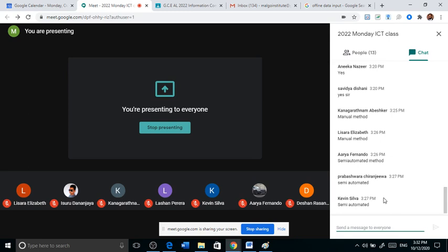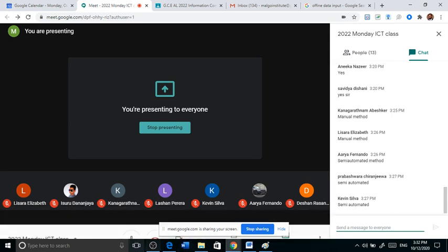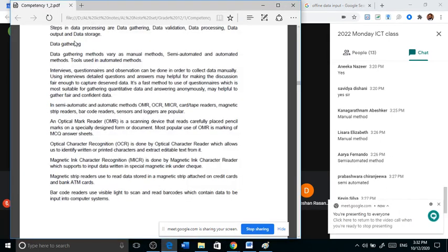So just remember we are in here gathering methods. Data gathering methods vary as manual methods, semi-automated and automated methods. Tools used in automated methods. What kind of tools that we can use in automated methods? Now we are going to discuss.